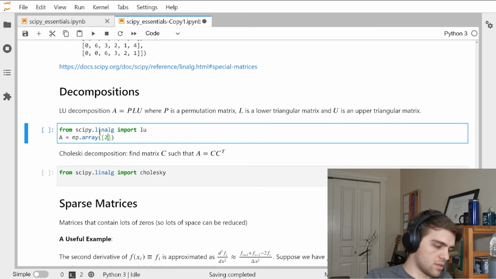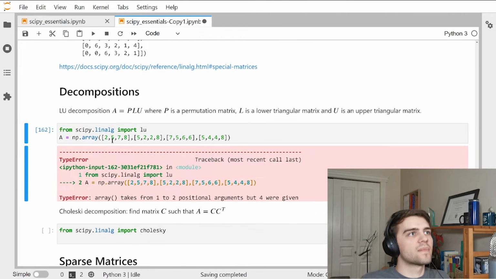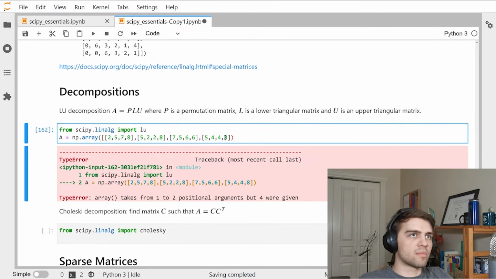I'll give it 2, 5, 7, 8. Sorry, I shouldn't have deleted this. 2, 2, 8, 7, 5, 6, 6, 5, 4, 4, 8. So this is just some random matrix A. I also need to put outer brackets around it.